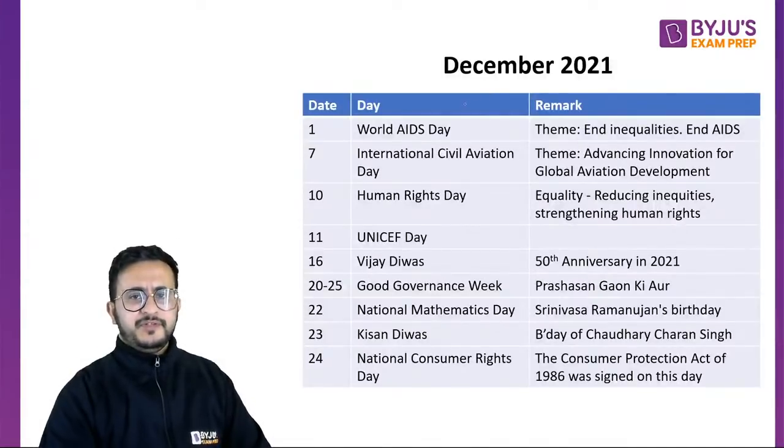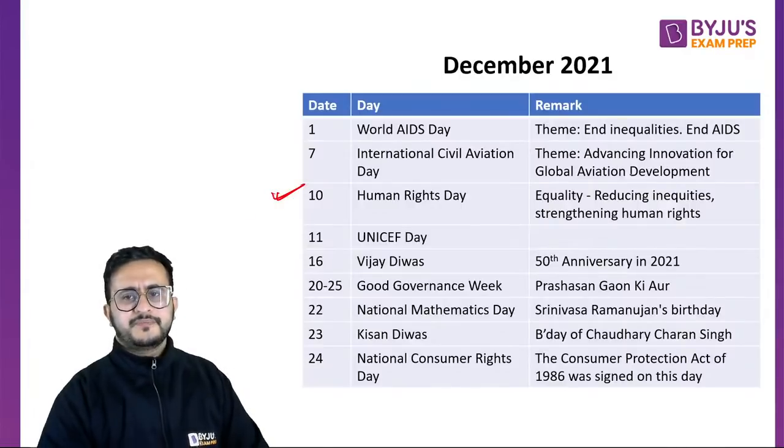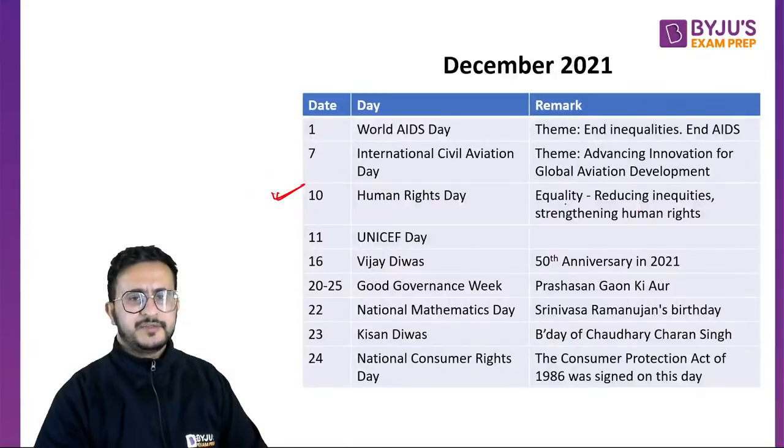Then in December you have AIDS Day. That is common; generally people remember the date, 1st of December. Then International Civil Aviation Day, Human Rights Day, important. This year the theme was equality, reducing inequities, strengthening human rights. Then 11th is UNICEF Day. 16th was Vijay Divas.